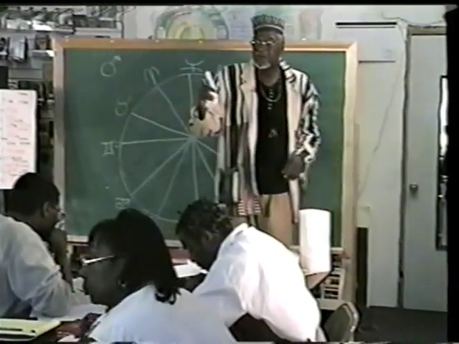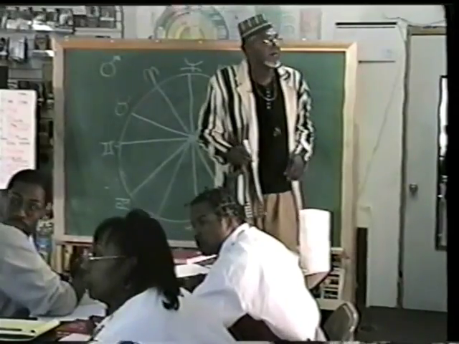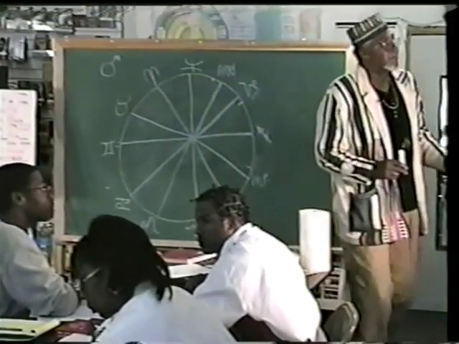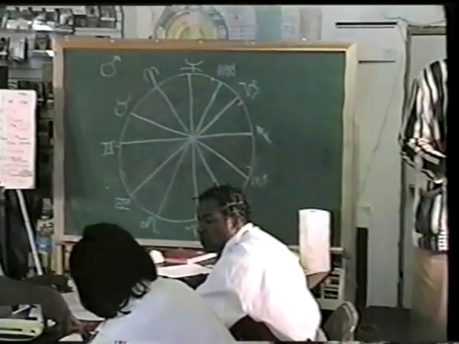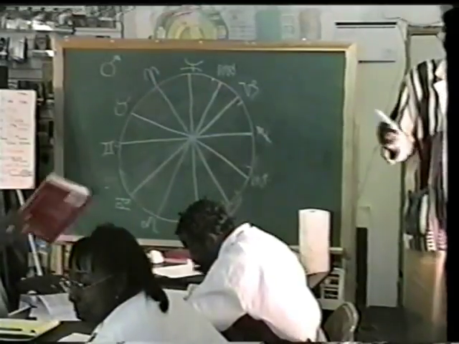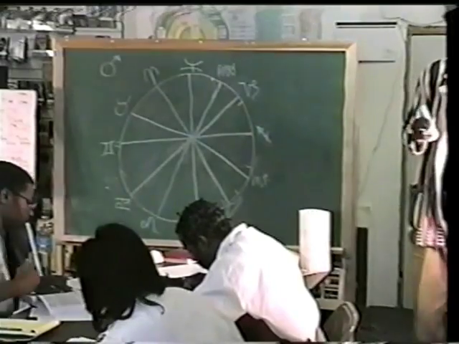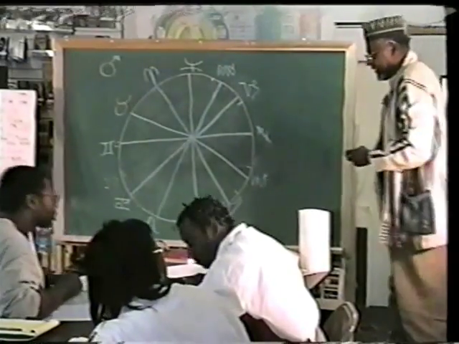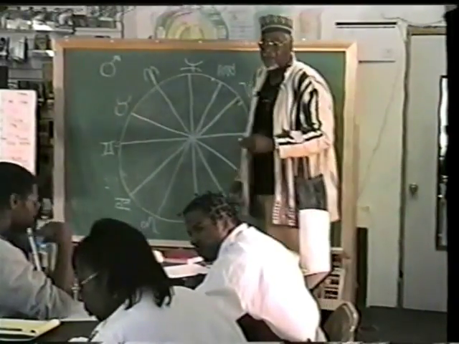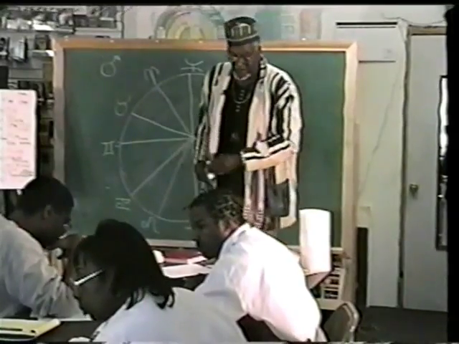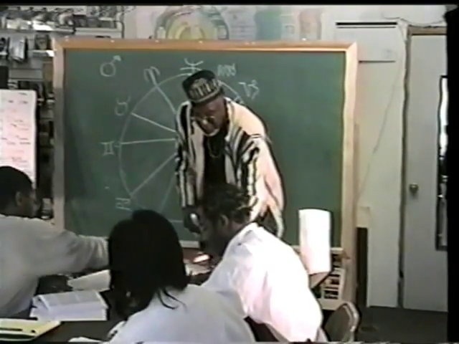Did you bring your ephemeris, my sister? Okay. Did you buy an ephemeris? Okay, hand her that one. I want you to have certain books. Okay, turn to your birth date. Give her a copy here. Give her a copy of the chart there.